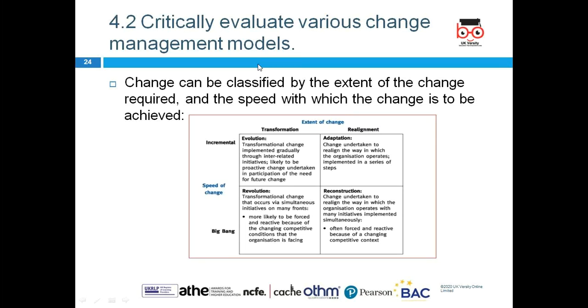Speed of change, big bang revolution, yes, a transformational change that occurs instantly. Many organizations are forced to be more reactive because of changing competitive conditions. Realignment, adaptation. So this is the change undertaken to realign the way in which the organization operates, implementing a series of steps. So you need to look at the extent of change and the speed of change.